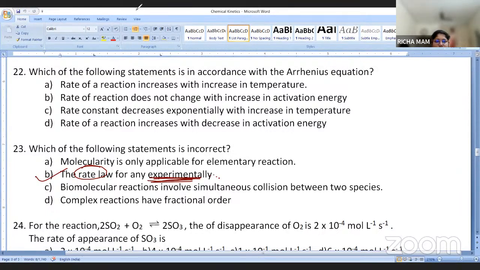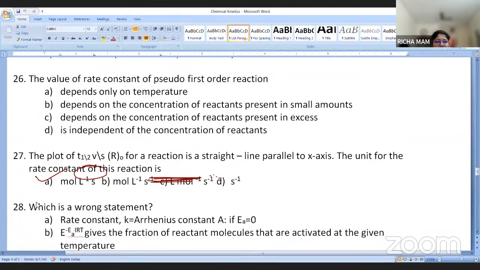Okay, so these were some of the questions. Some more questions we will do. The value of the rate constant of a pseudo first order reaction: A, depends only on temperature. B, depends on the concentration of reactants present in small amounts. C, depends on the concentration of reactants present in excess. D, is independent of the concentration of reactant. How are you going to answer this?